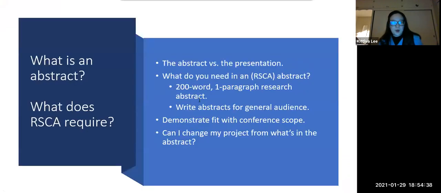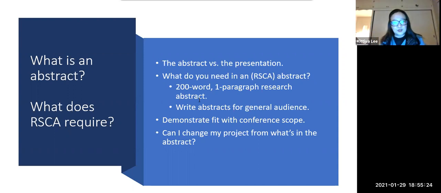Okay. All right. So what is an abstract, right? Generally, what is it that conferences are looking for when they call for abstracts? And then specifically, what does RISCA require? So the difference between the abstract and the actual presentation is that the abstract is a summary of your work, right? It's something that you submit in order to let the conference organizers know what your research is, what your contribution is, what your argument is, and that's how they decide whether or not to include you in this professional event.